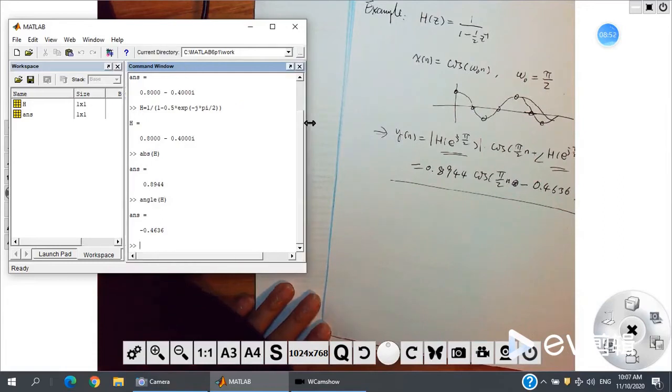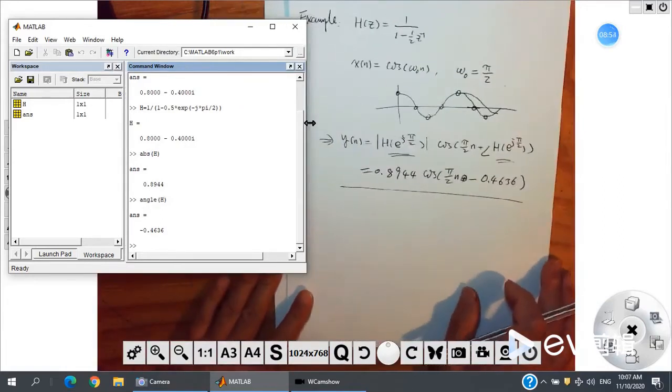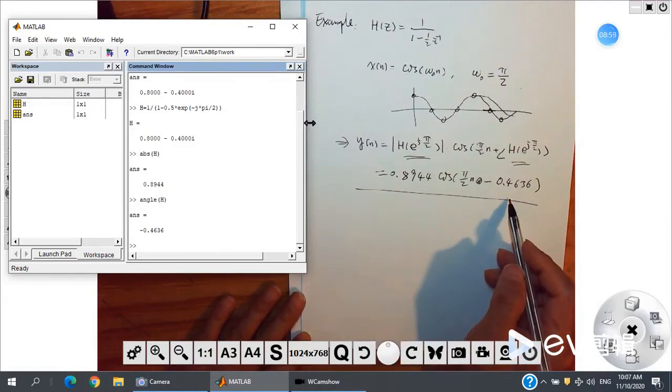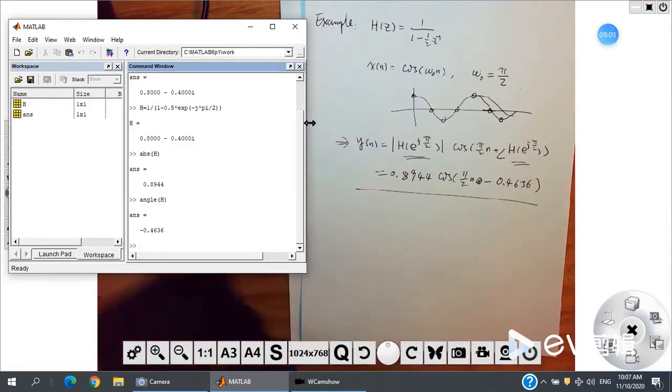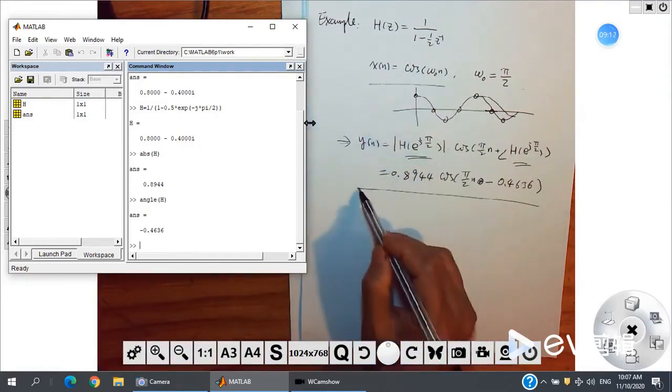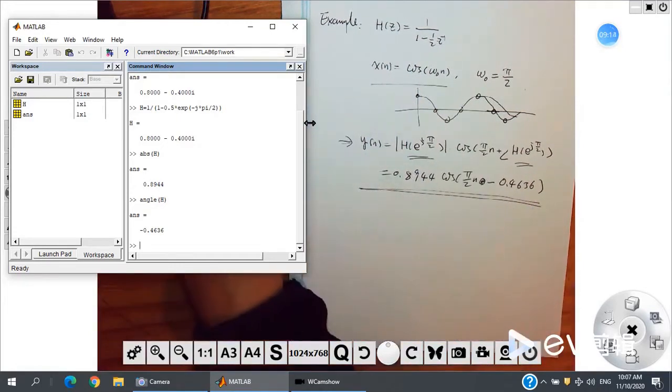Alright, y of n should be this one. So we can have y of n. Okay, now let's see the graph of it. Y of n. I need to compare x of n and y of n. How do they look like?